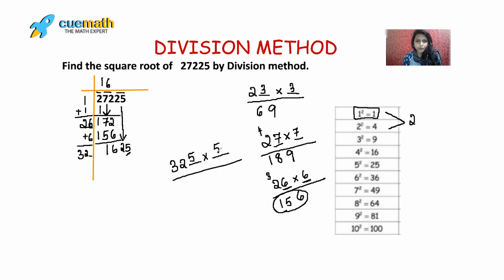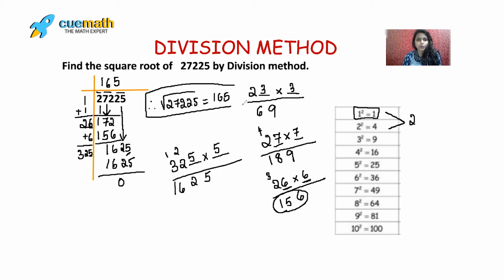So I would try with 5 to check if I'm getting 1625. So 5 times 5 is 25. 5 times 2 is 10, 10 plus 2 is 12, and I give a carry 1. 5 times 3 is 15. 15 plus 1 is 16, and exactly that is what I require. So now the remainder is 0. So here I have to fill 5 and 5. Therefore, square root of 27,225 will be equal to 165. I hope this is clear. Now let's move to the next example.